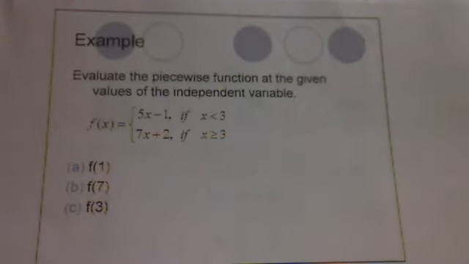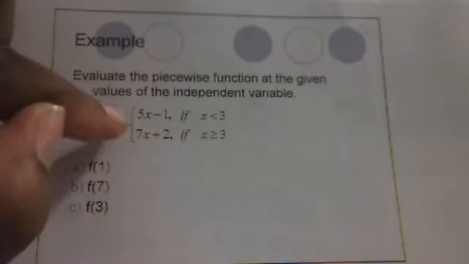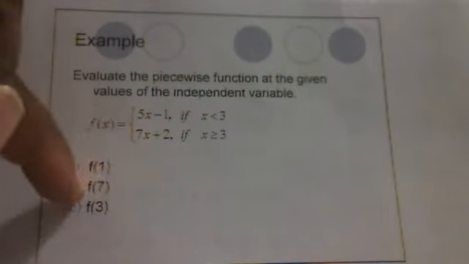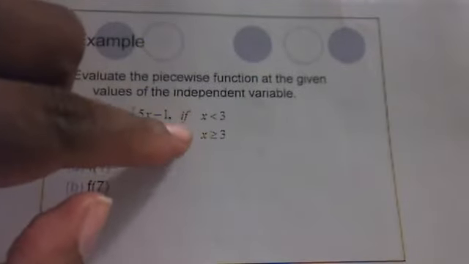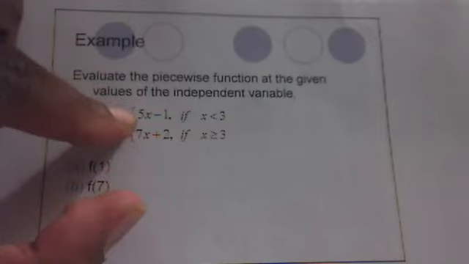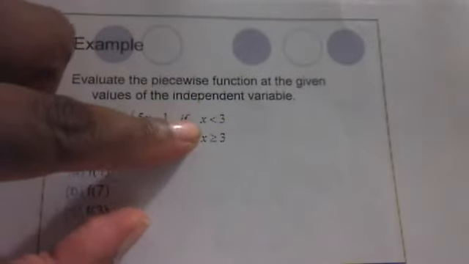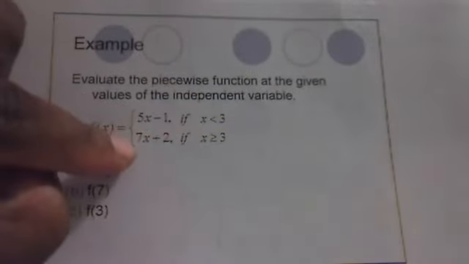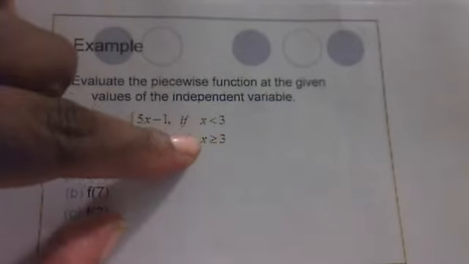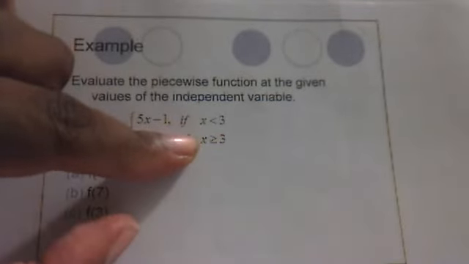One common mistake that I see is that people will evaluate both of these functions at that value, but you have to look at the conditions here. You only use the 5x minus 1 if the value of x is less than 3. And you only use the 7x plus 2 if x is greater than or equal to 3. Okay? So now let's look at part A.